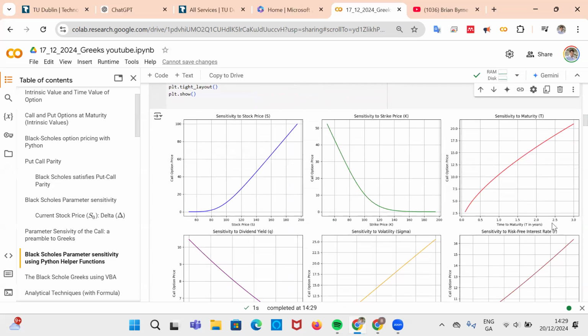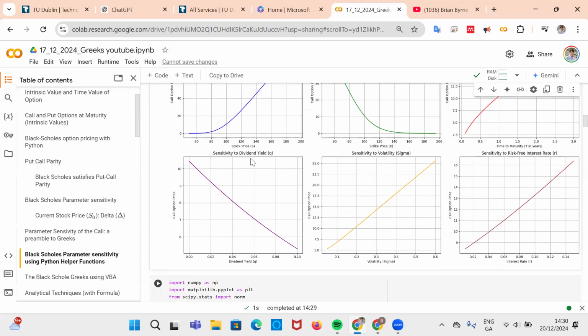So normally, as might be expected, as we increase the maturity, the value of the call option goes up, but there are exceptions. Again, on the sensitivity of the value of the option to dividend, it would appear that as we increase the dividend, the value of the call drops. As we reduce the dividend, the value of the call goes up. So that's a negative relationship.